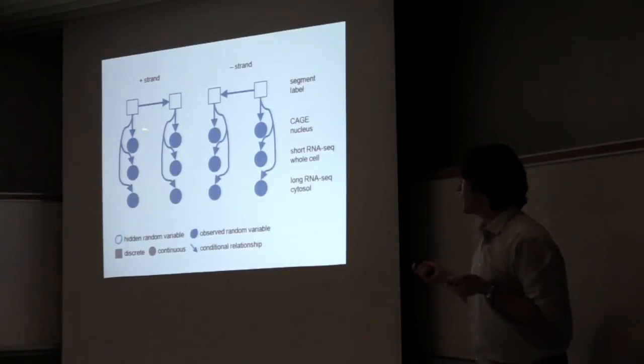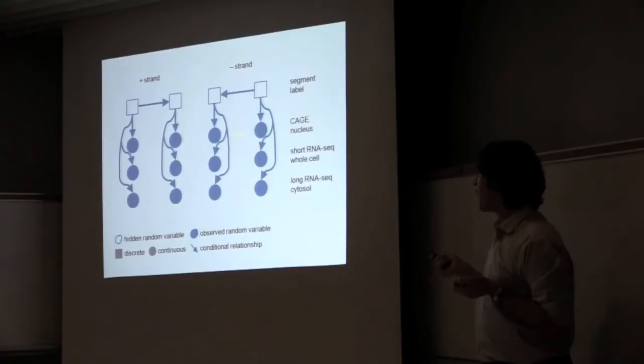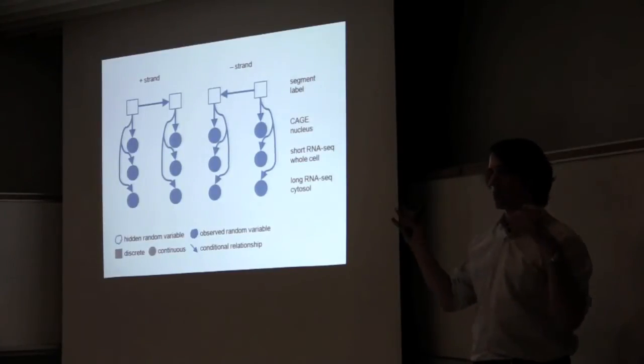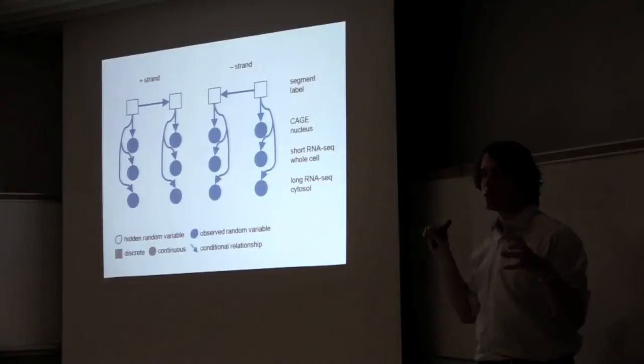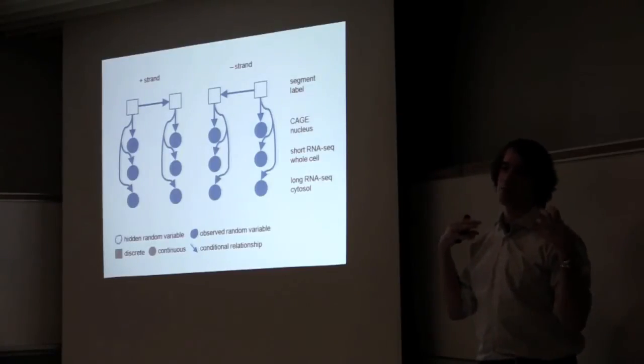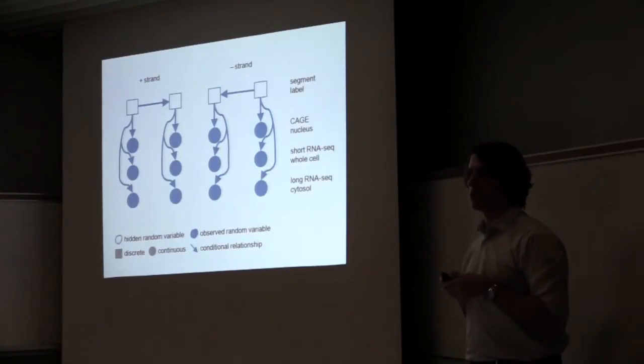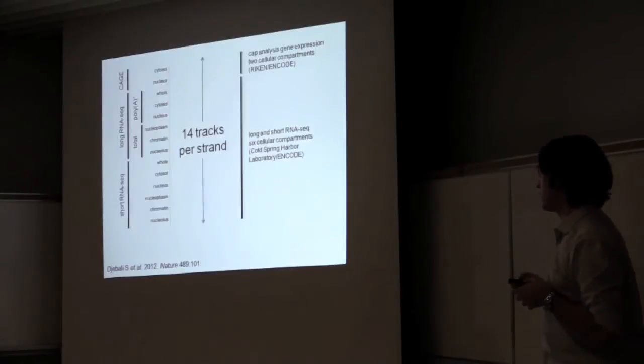Doing something like this allows us to tie all of the parameters between the plus and the minus strand of the RNA-seq data. So we just learn one set of parameters, and I think it works quite well.